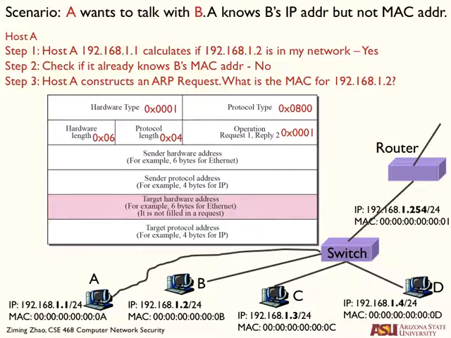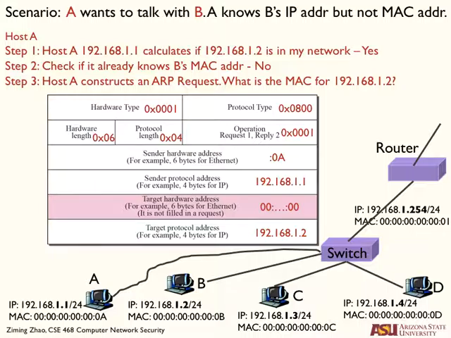Then who is the sender here? The sender is A. So A will put its own MAC address here, which is A, then put its own IP address, which is 1.1. And A wants to know the MAC address of B, so it will put B's IP address here. But what is A going to put here? It doesn't know what the MAC address is, so it will just fill in 0 here.